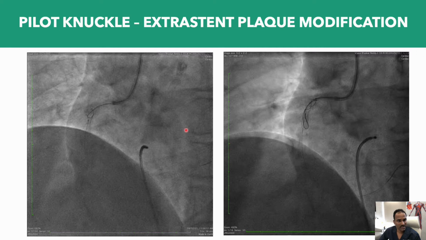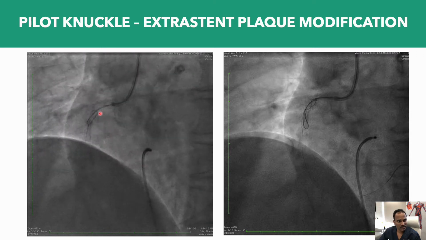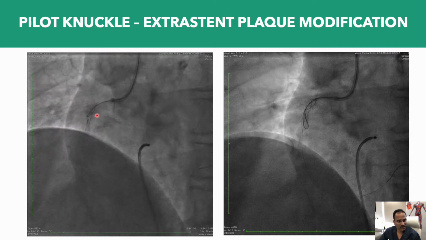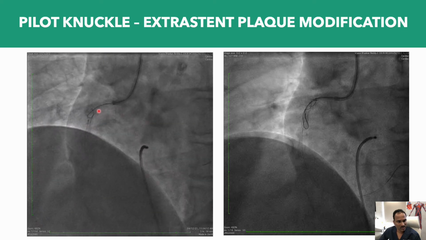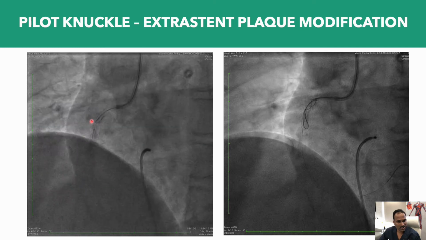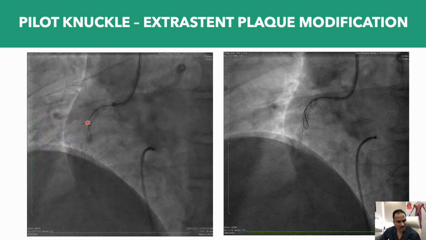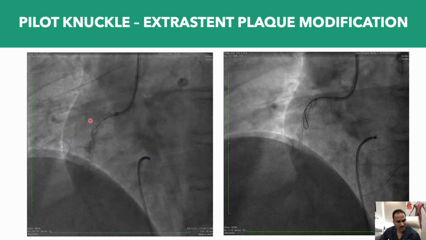So this is basically knuckling into the extra stent plaque with a pilot wire to modify the plaque. What we did, we took a double lumen catheter and placed it over the wire. Then I took a pilot wire. So this is a pilot wire. We advanced the pilot wire through the stent strut into the subintimal space, and then pushed it to form a knuckle. So you can see here.